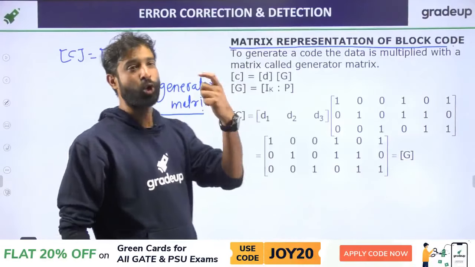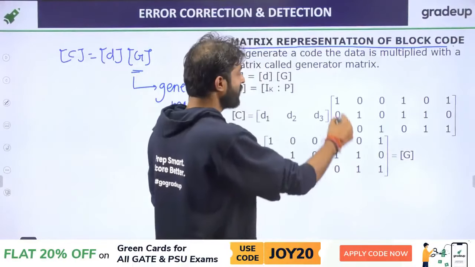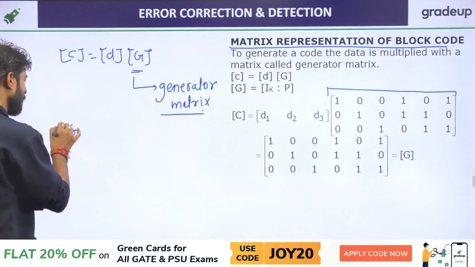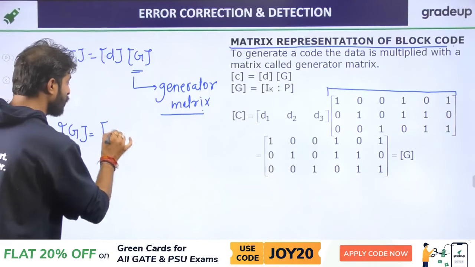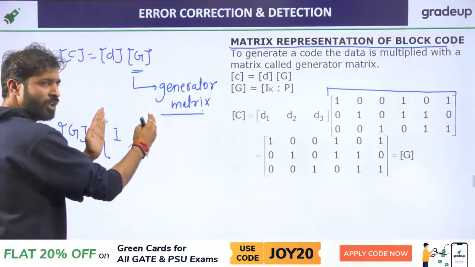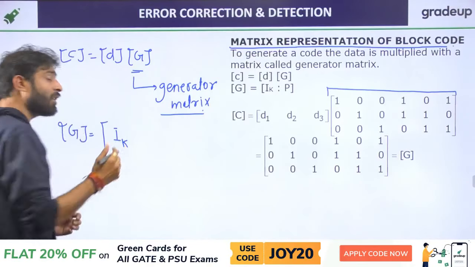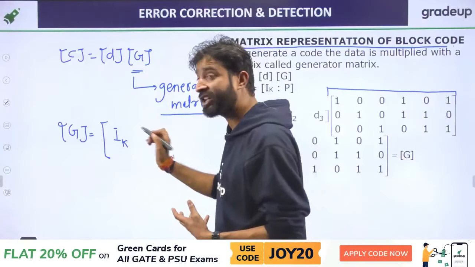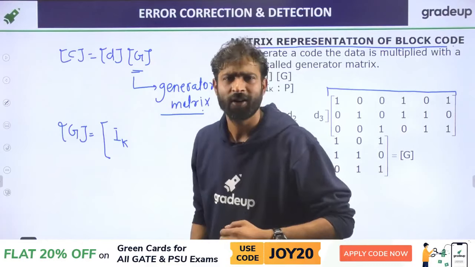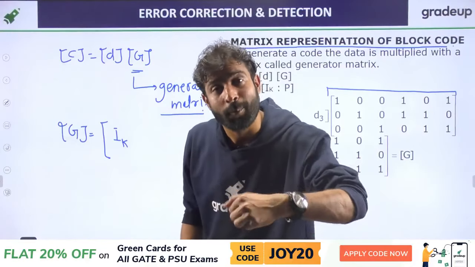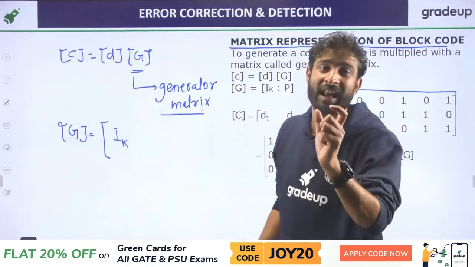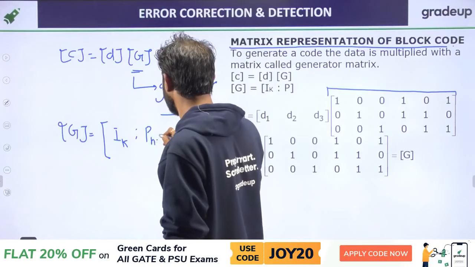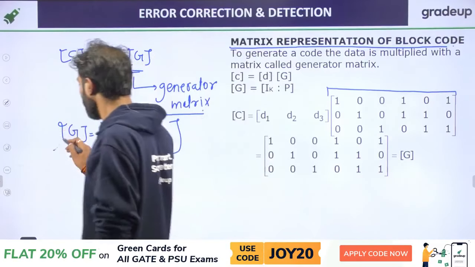So if we want to find out the code, just take an example. I'm taking a generator matrix. And what is the nature of the generator matrix? In the generator matrix, first we require an identity matrix. And what is the dimension of the identity matrix? That is k, where k is the number of data bits, or we can say the data length. So the identity matrix I_k, and after that there will be the parity matrix P, of size k by n minus k. That is basically the nature.